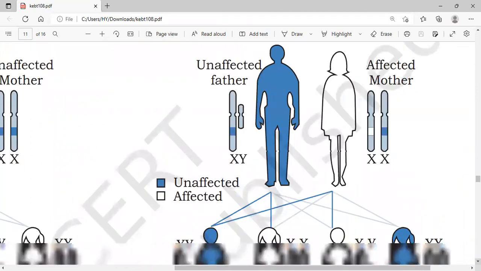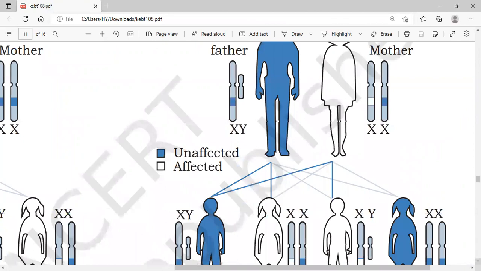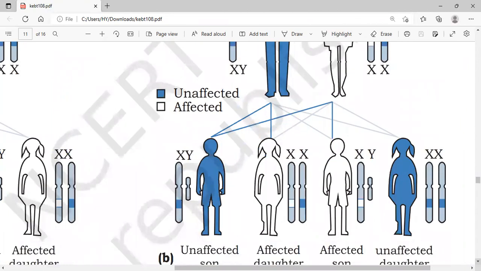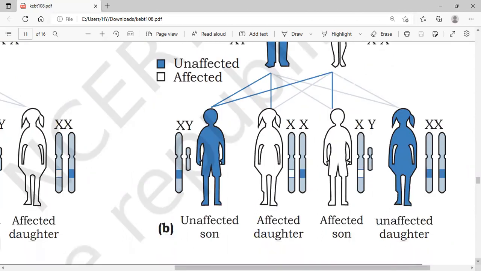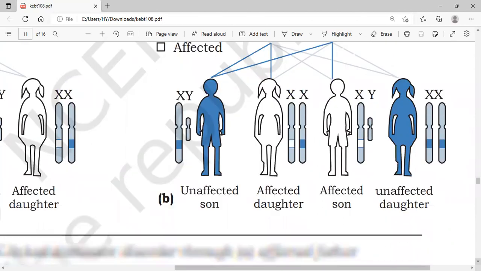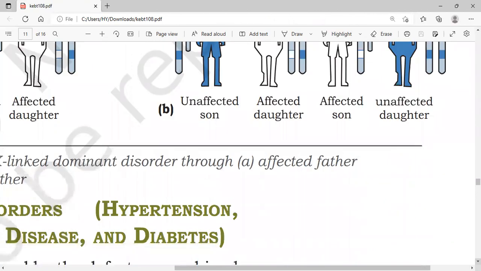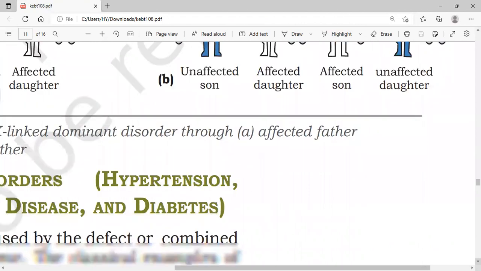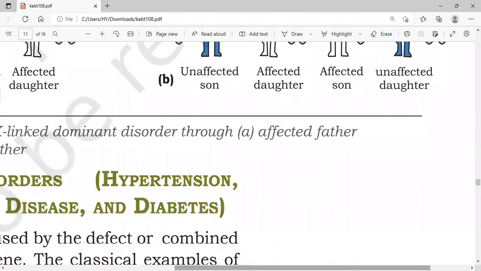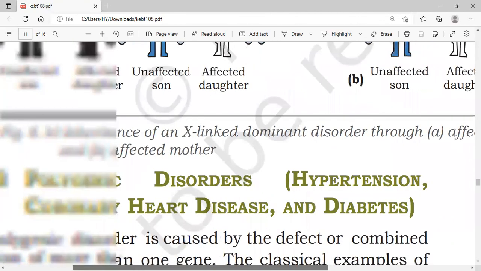If the mother is affected and this is a dominant disorder, only one gene is responsible for affecting the progeny. So the first son is unaffected, then an affected daughter, then an affected son, and then an unaffected daughter. So one son and one daughter will be unaffected, and one son and one daughter will be affected. There is a 50% chance of the affected parent passing on the defect.